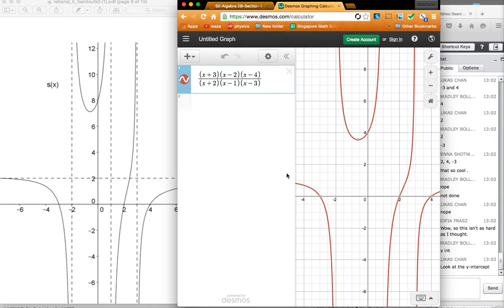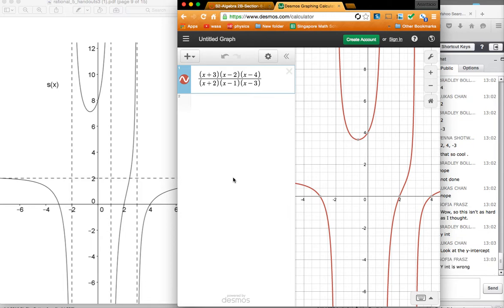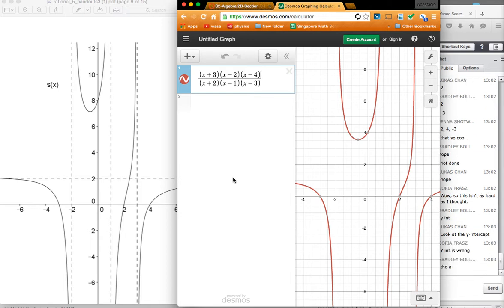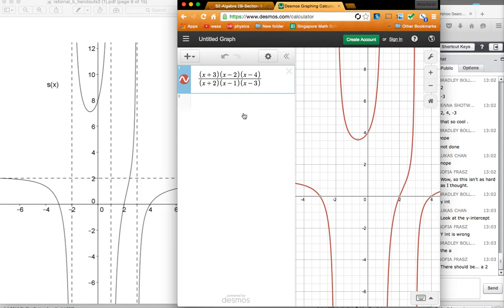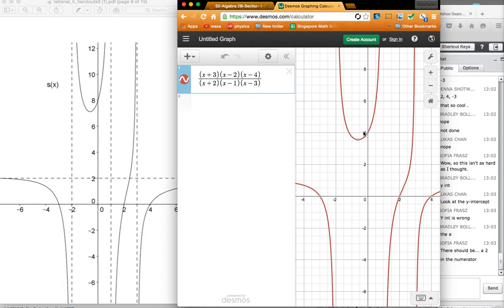I agree. I completely agree. We are almost there, but we're not quite there. And the reason being is because this y-intercept is wrong. You guys are all picking up on this. The y-intercept of the graph is 8. The y-intercept of my equation is 4.